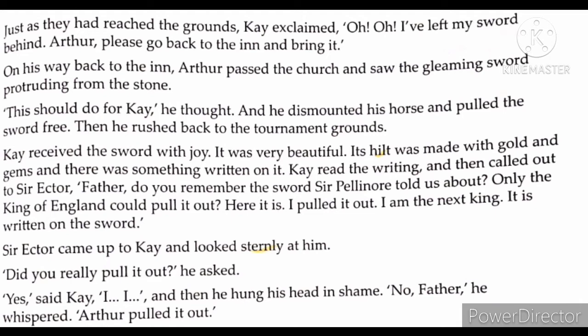Means when Arthur was going back to the inn to bring the sword. On his way, he passed the church where the sword was kept, right? And Arthur saw the gleaming sword, means shining sword, that was fixed in the stone, right? And then he thought that the sword will be right for Kay. Dismounted means get down. He got down from his horse and pulled the sword free. Then he rushed back. Then he went back to the tournament grounds.